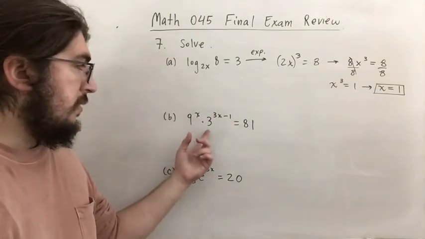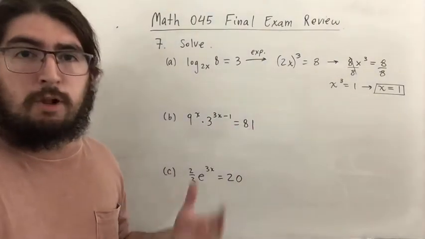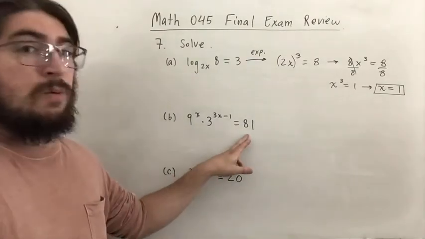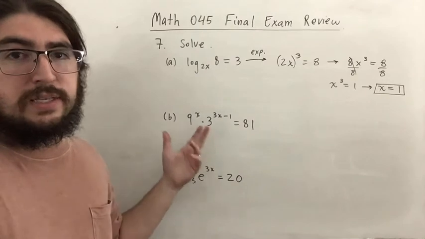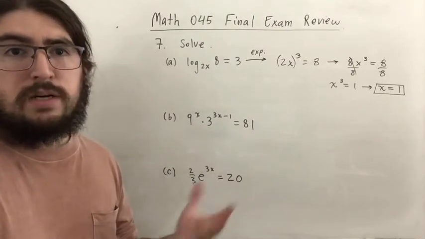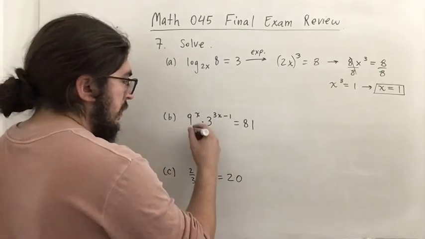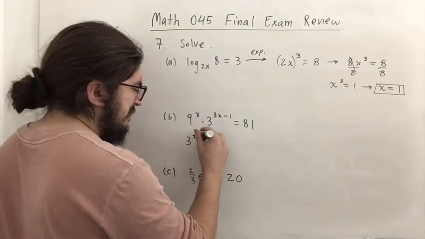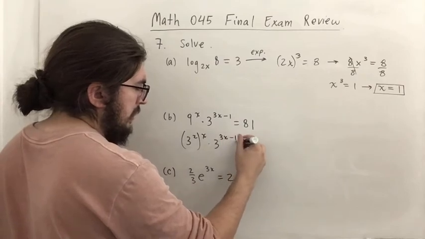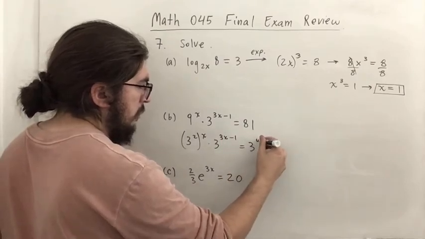I'm going to notice here that 3, 9, and 81 can all be written as powers of 3. You may think 81 is 9 squared, but 9 is 3 to the second. So that means 81 is 9 squared, which is 3 squared squared, so it's 3 to the 4th. So 9 is 3 squared, so that's that to the x. 3 to the 3x minus 1 still, it doesn't change. And then this is 3 to the 4th.